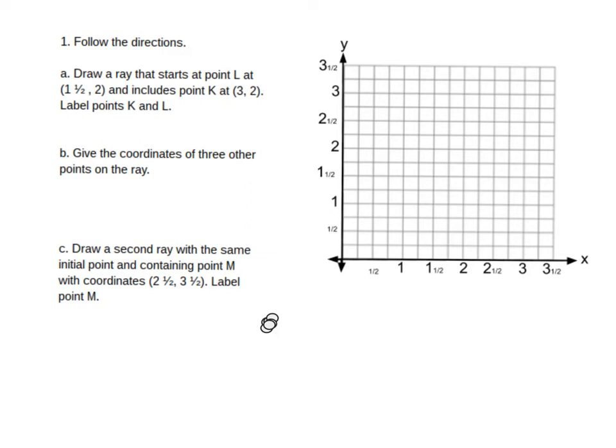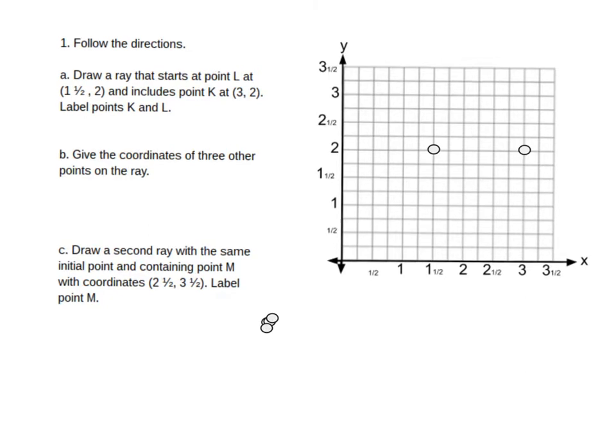Now that you've completed Module 6 and review, I'm going to go over some problems so that you can check your answers. Number 1 says follow the directions. Draw a ray that starts at point L, 1.5, 2. Let's plot that point. And K at 3, 2. We need to label the points K and L.